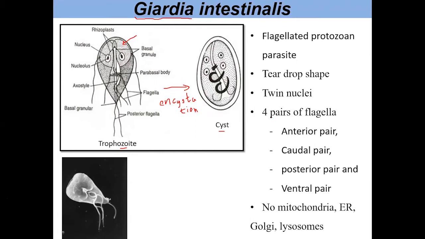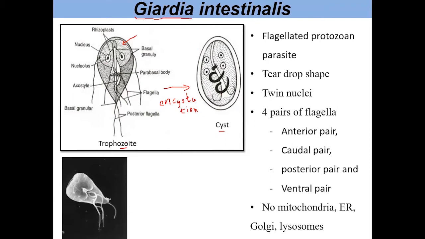Here we saw four pairs of flagella, but in the cyst we can see 8 pairs of flagella. As well as that, the basal bodies we saw will be duplicated in the cyst. So these are the morphological features of the trophozoite and the cyst of Giardia species.